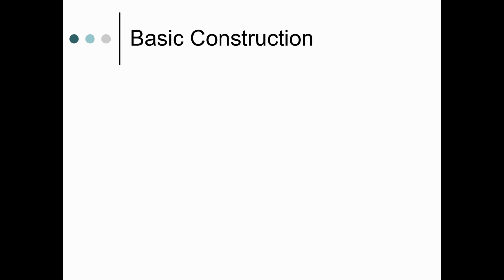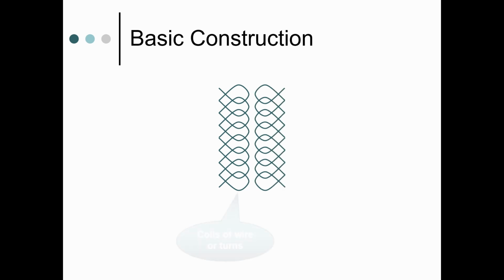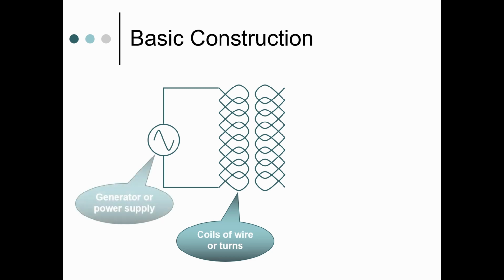Before we begin, let's review basic transformer anatomy. To begin, we start with a coil of wire. Near the first coil, we place a second coil. This second coil is electrically insulated from the first coil. Electricity cannot directly pass from one side of the transformer to the other. To the left of the first coil, we connect a power supply, in this case, an AC generator.